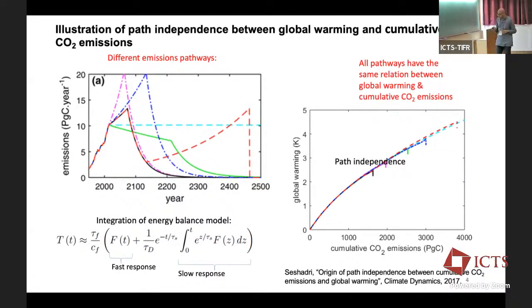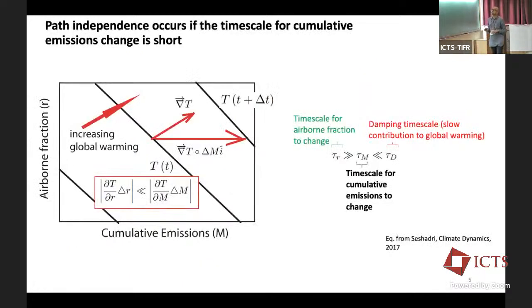And so the question then is, how do we think about this? Before that, I should point out that owing to the integrals, it's history dependent, right? So F of t depends on cumulative emissions and the airborne fraction of cumulative emissions. And therefore, the global warming response depends on time. It depends on airborne fraction. It depends on cumulative emissions. It depends on the past history of airborne fraction and cumulative emissions. I'm going to gloss over the details in this talk, but just give you a schematic view of how we think about this. Imagine it were just dependent on the airborne fraction and cumulative emissions.